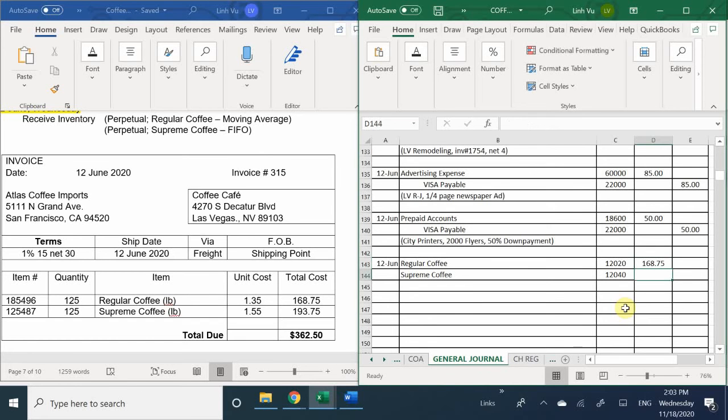Good. And then how much supreme coffee did we buy? 125 pounds also, for $193.75. Okay, bringing us a grand total of $362.50, and we are going to owe it on an account, right? We're going to pay them later. Accounts payable. All right. So therefore, I'm going to make my note here that I received this from Atlas Coffee Importers.